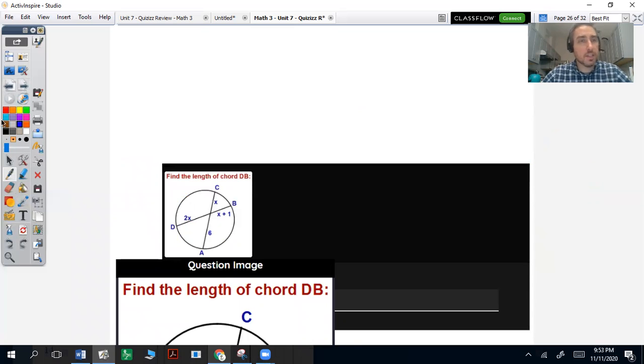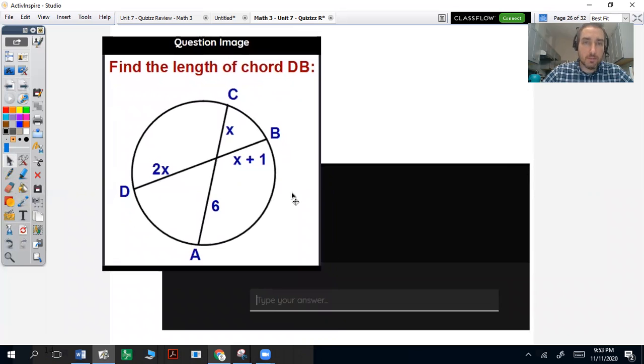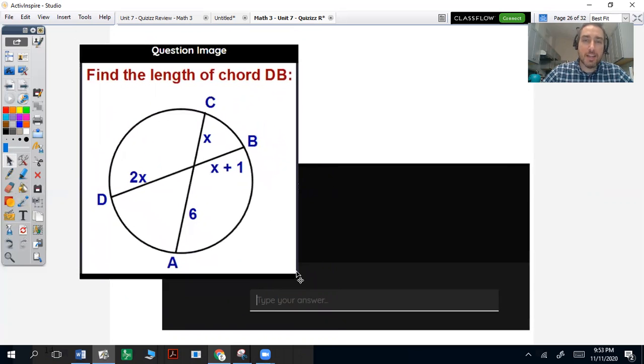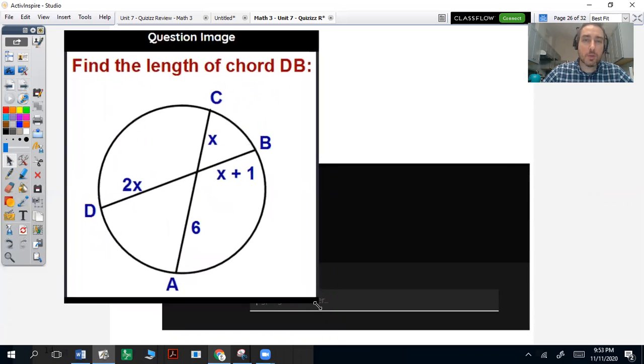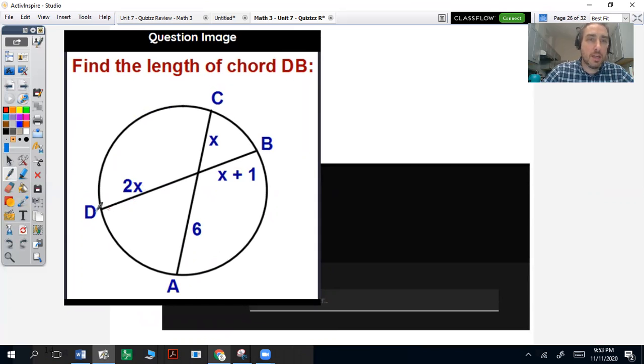Last question on this review. Find the length of chord DB. So it's going to use the same formula again. This time, though, we have a little bit more to work with. And let me caution you on this one. We are also finding a combined length. So DB is all the way across that segment. So whatever we get for X, we've got to plug in both, add them together.